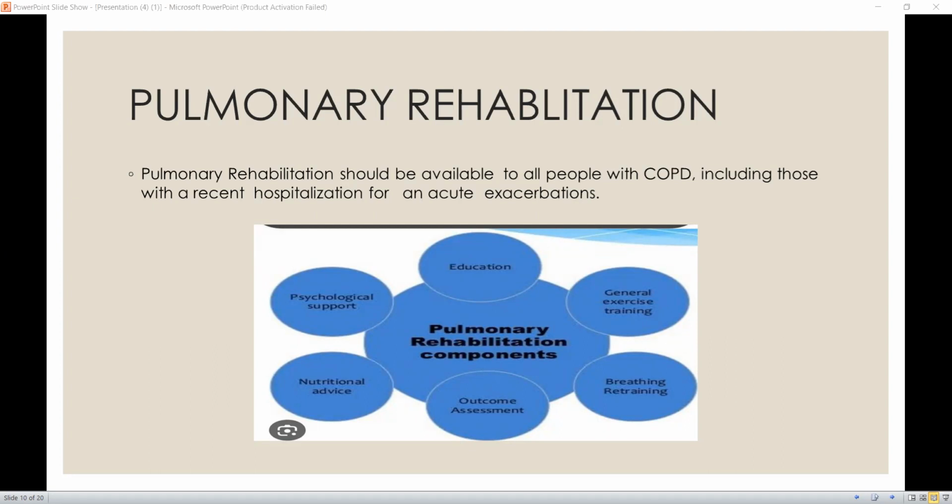Pulmonary rehabilitation plays a very important role in the management of COPD patients because the quality of life and exercise tolerance is reduced in the patient. It consists of the following components.